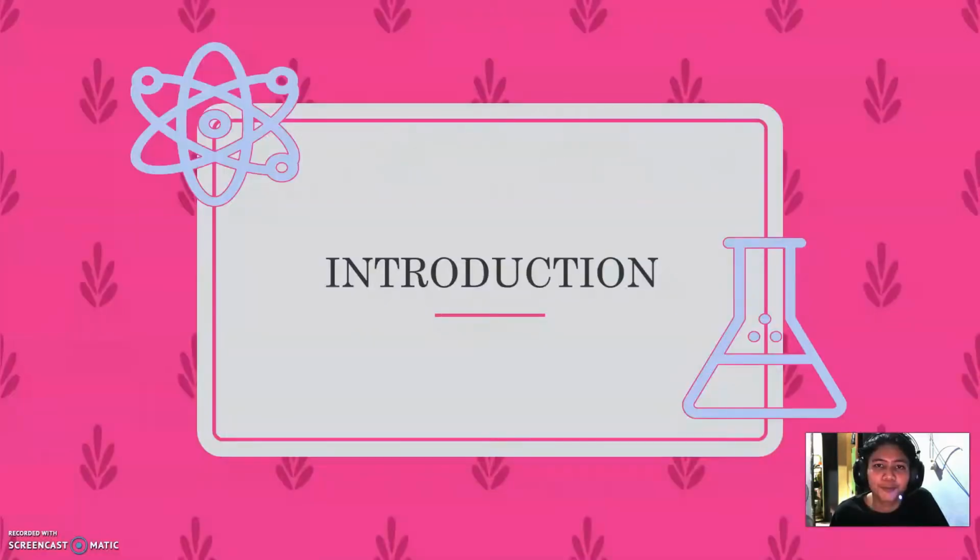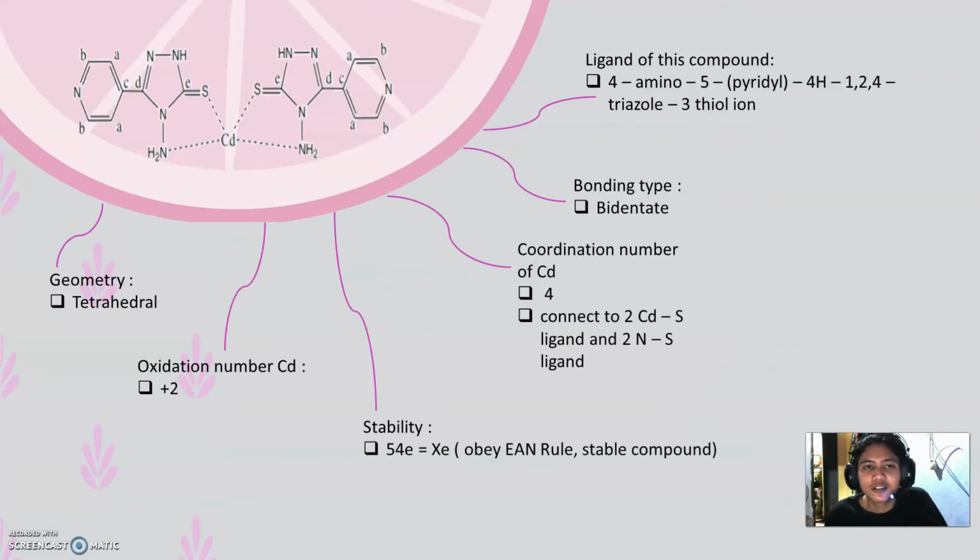So the structure of this compound is like this. You can see in this slide actually, and the ligand of this compound is 4-amino-5-pyridyl-4H-1,2,4-triazole-3-thiol ion. The bonding type of this compound is bidentate. The coordination number of Cd is 4. It connects to 2 Cd-N bond ligand and 2 N-S bond ligand.